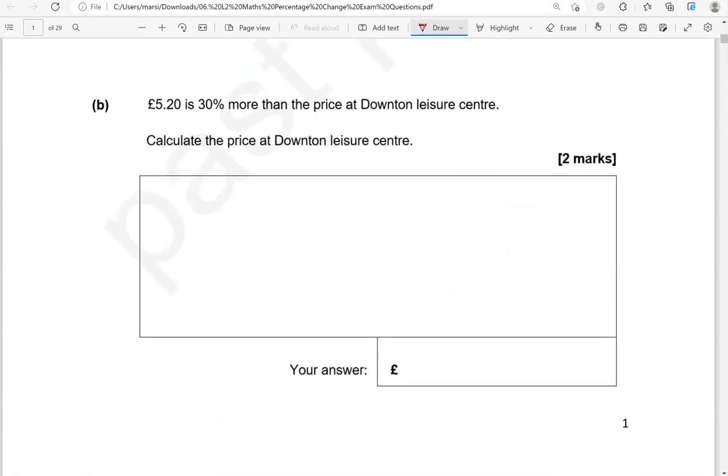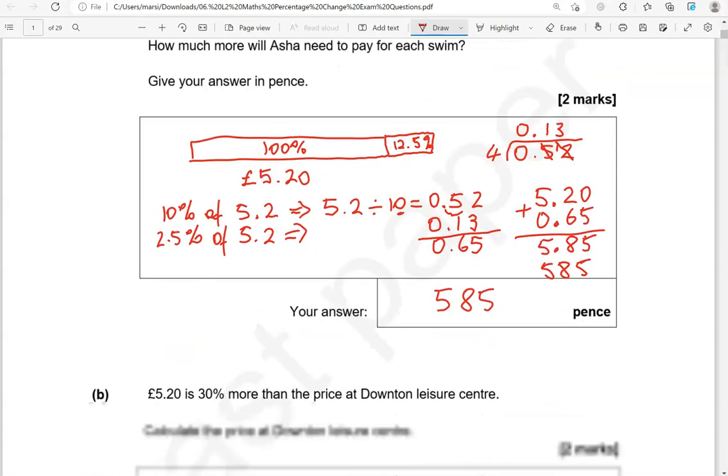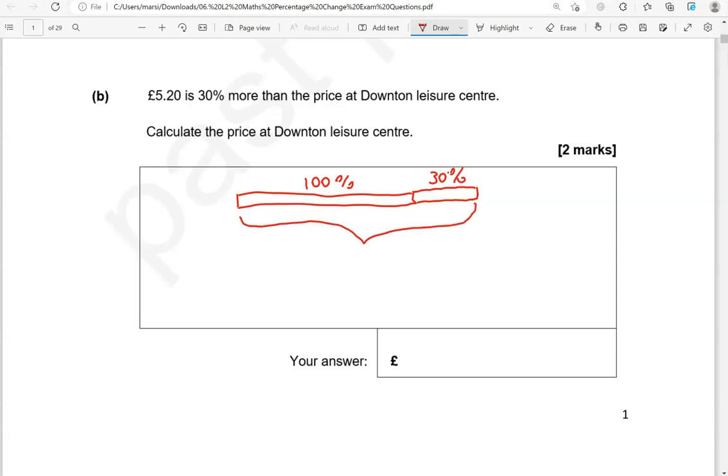£5.20 is 30% more than the price at Downton Leisure Centre. Calculate the price at Downton Leisure Centre. So the £5.20 that Asha pays at Upton Leisure Centre is 30% more than the price at Downton Leisure Centre. So if we represent Downton Leisure Centre here, we don't know the amount, we just know that that's the 100% amount, and then we have a 30% increase or extra. So this whole thing represents £5.20, and this 100% bar represents the Downton Leisure Centre amount.